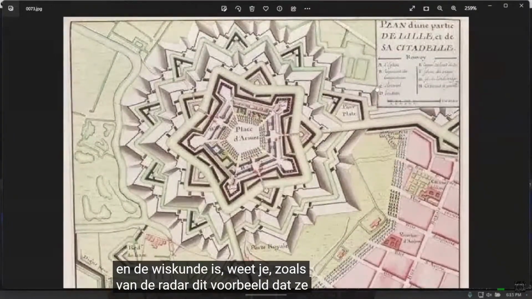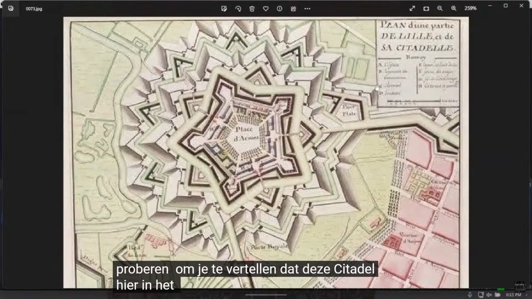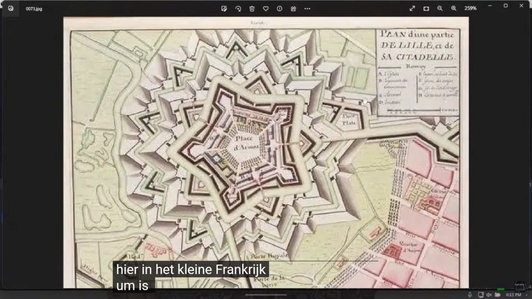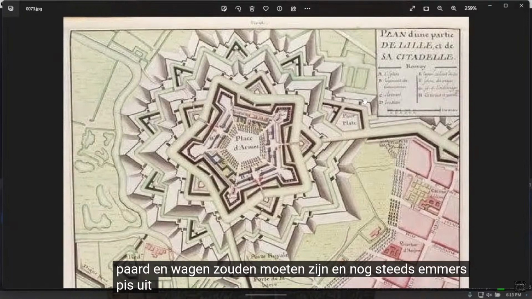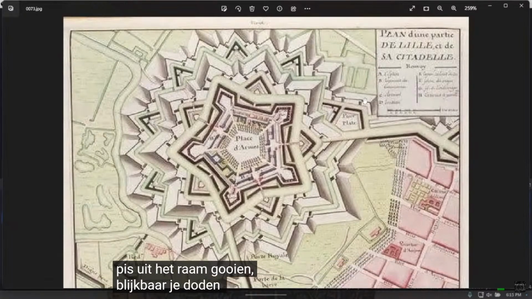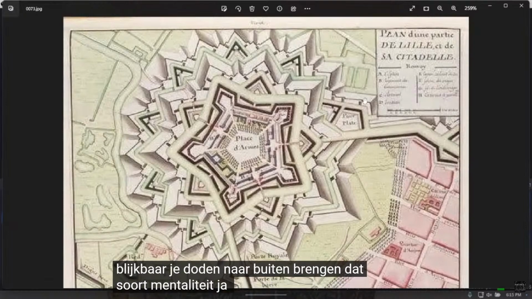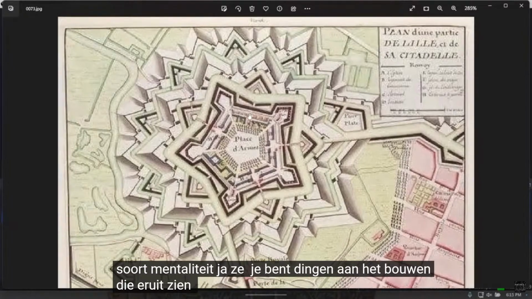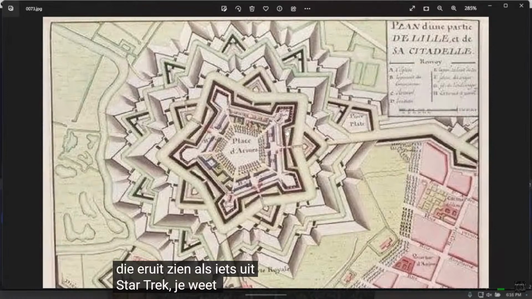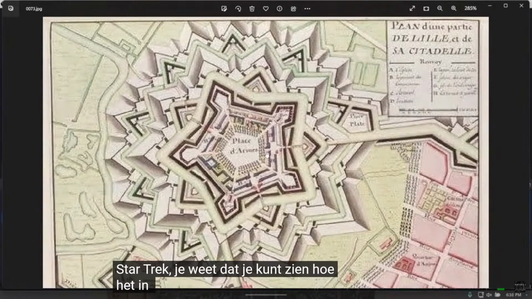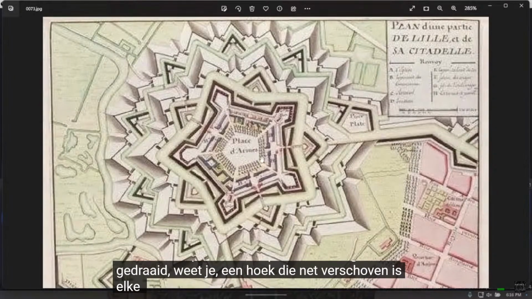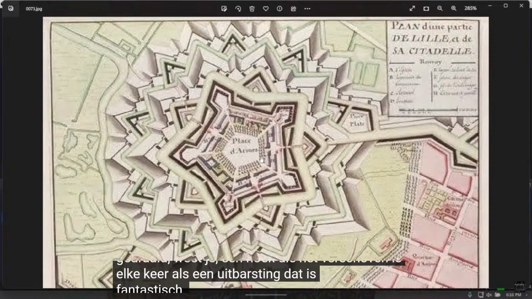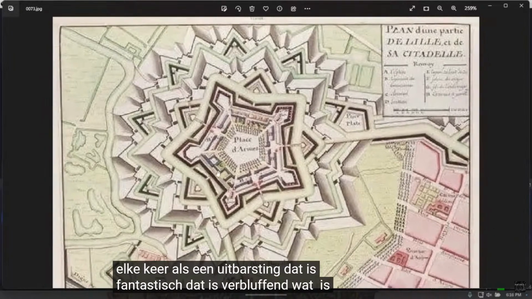This example, they're trying to tell you that this citadel here in Lille, in France, was built when humanity is supposed to be on horse and carriage, and still throwing buckets of piss out of the window, apparently. Bring out your dead, that sort of mentality. Yet they're building things that look like something out of Star Trek. You can see how it cogs in, how it fits in, and it's just twisted to an angle, just offset every time and bursting out. That's fantastic. That is mind-blowing. What is going on with them?